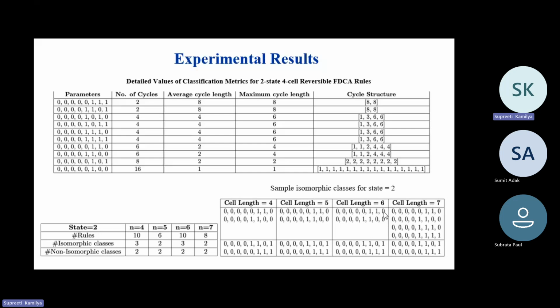Let's consider 4-cell length. We can see that these rules are isomorphic classes. There are 3 classes: 1, 2, 3, and the non-isomorphic classes are 2 here. So we have completed up to 10 states of these FDCA rules.